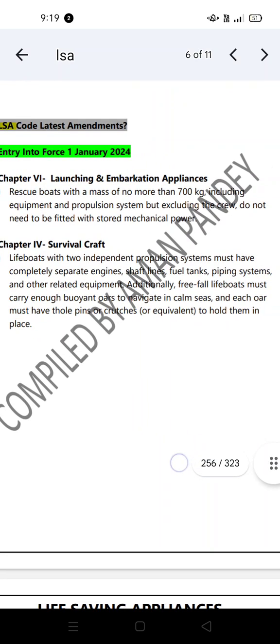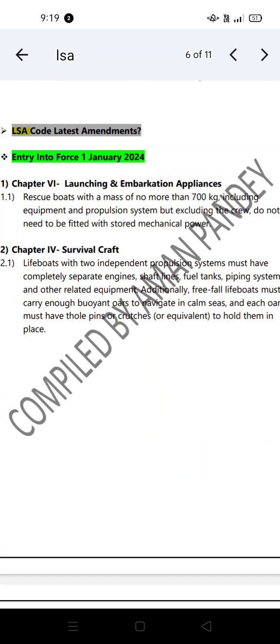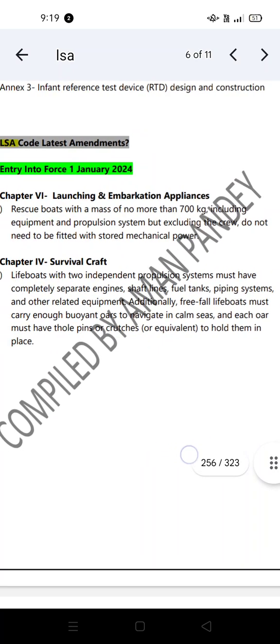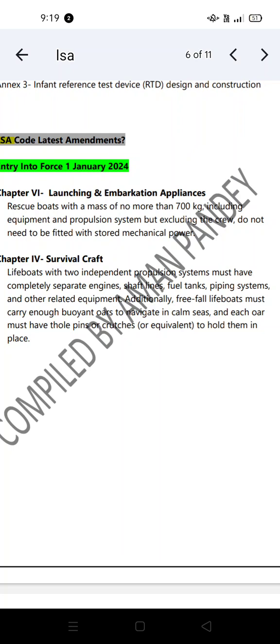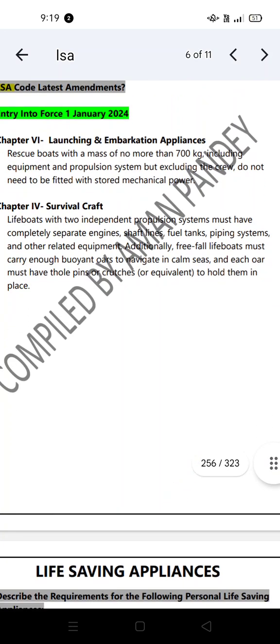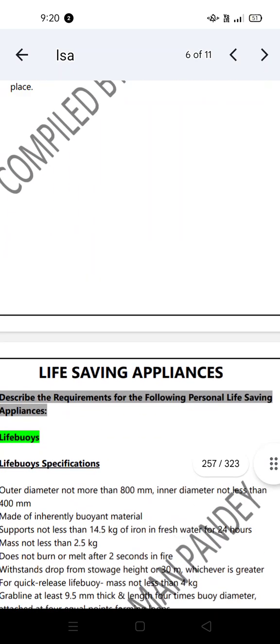So a rescue boat with a mass of no more than 700 kg, including equipment and propulsion system, does not need to be fitted with stored mechanical power. Okay, this is about the rescue boat. Now a lifeboat with two independent propulsion systems must have completely separate engines and separate shafts. Additionally, a free fall lifeboat must carry enough buoyant oars to navigate in calm sea, and each one must have a way to hold it in place.